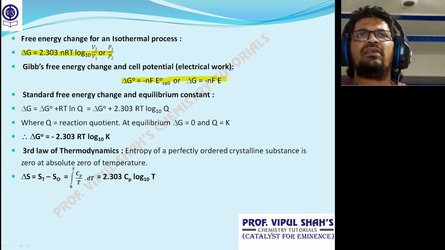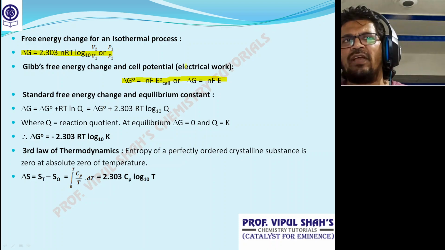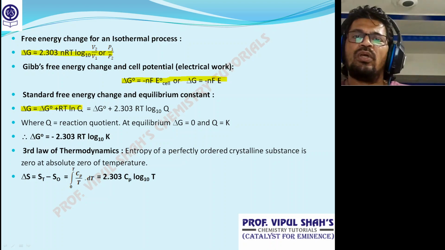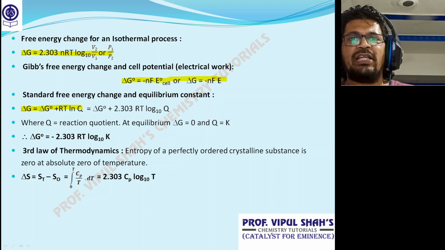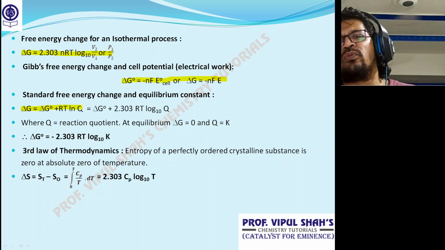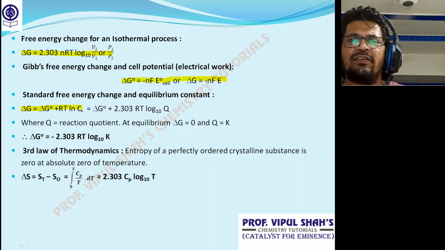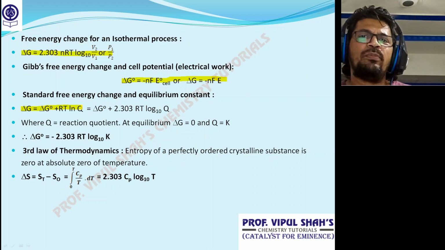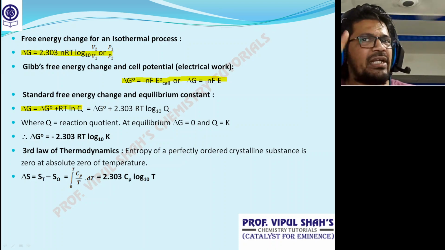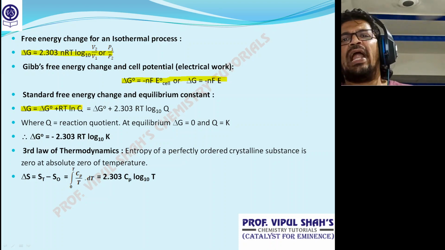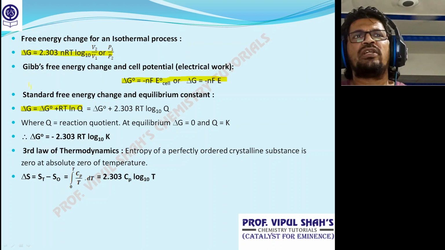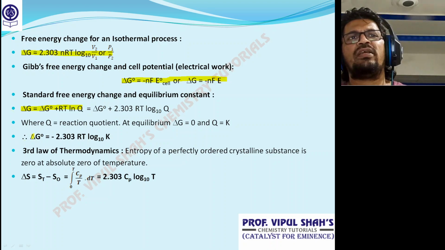And for standard free energy change with the equilibrium constant, we have the expression delta G is delta G naught plus RT ln Q. What was Q? Reaction quotient. That is, before a reaction reaches equilibrium, the active masses of the products upon the active masses of reactants. At equilibrium, delta G is 0, not delta G naught. Delta G is 0 and Q becomes K. So the expression becomes delta G naught is minus 2.303 RT log of K.